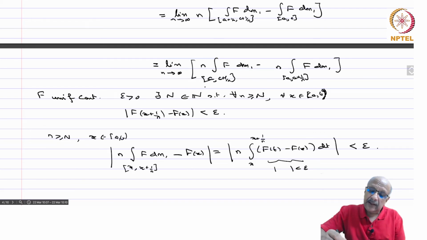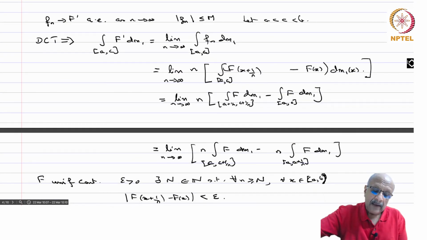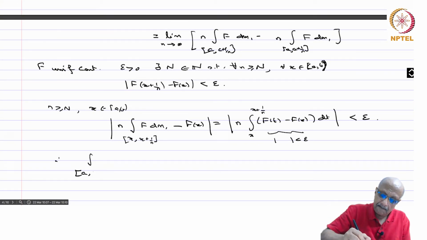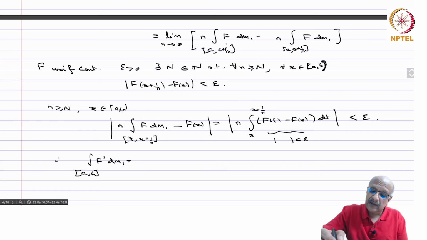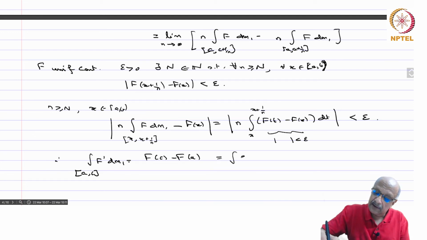So if you now take the limit here, therefore you have the integral from a to c of F dash dm1 is the limit, so we are just taking the limit, so that is equal to F of c minus F of a, and that's equal to the integral of f dm1 from a to c, again by definition.